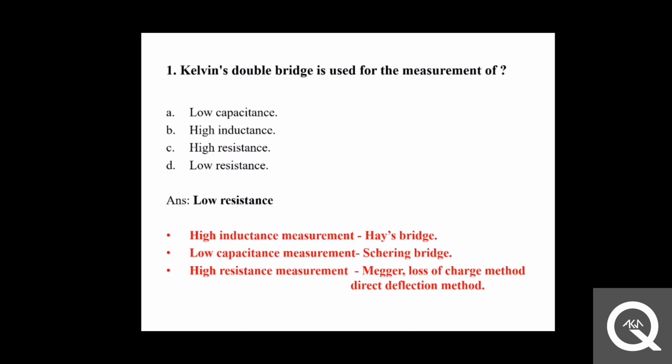And high inductance measurement is done by Hayes bridge. Low capacitance measurement is done by Schering bridge. And for high resistance measurement we use Megger and other methods like loss of charge method and direct deflection method.